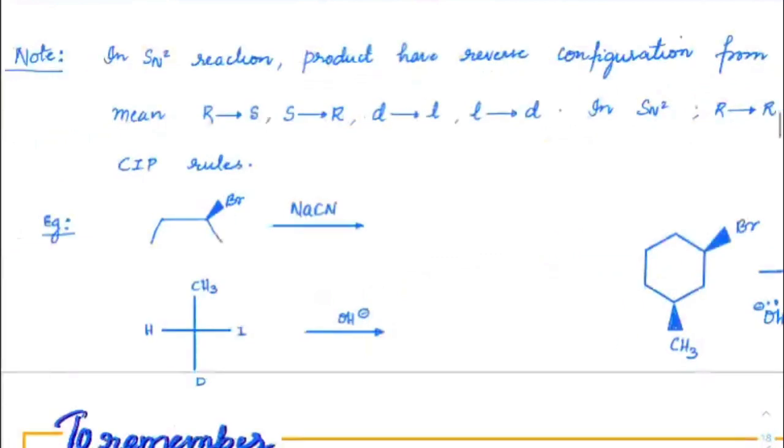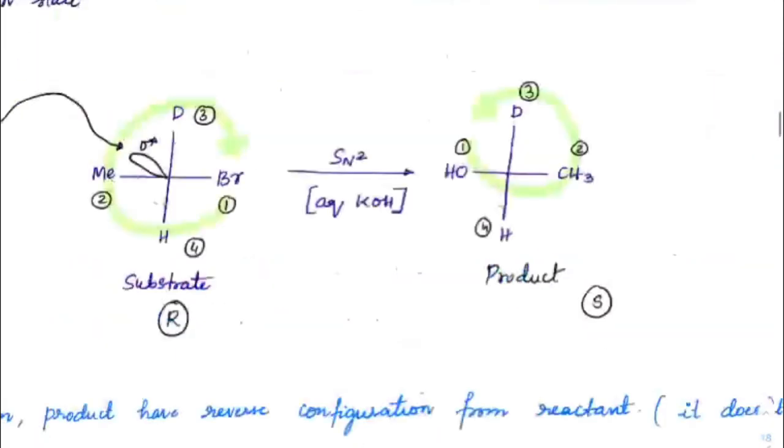Okay. So it does not mean R has to change to S or S has to change to R, or D has to change to L or L has to change to D, because that depends upon the CIP rules. Because here bromine was priority 1 and was replaced by OH, which was also priority 1, but it does not have to be the same priority when the attack happens. Maybe there was already some other group on which the attack was taking place, and after the attack the priority might have changed.